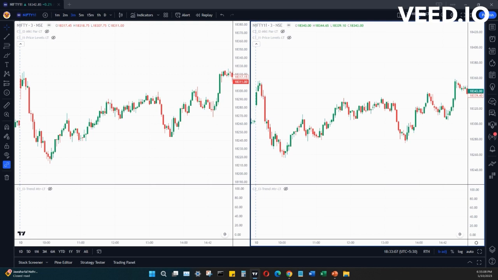You're looking at the two view chart in the Trading View platform. We have the Nifty spot on the left and the Nifty futures on the right, and both these charts are set to a 3 minute time frame. The three custom indicators which I've built to be used exclusively on the Nifty 3 minute charts are placed on both of these charts, and they are just hidden.